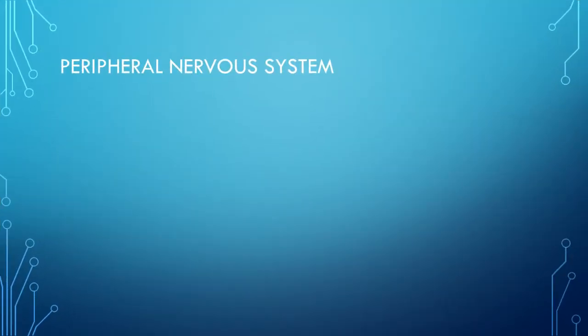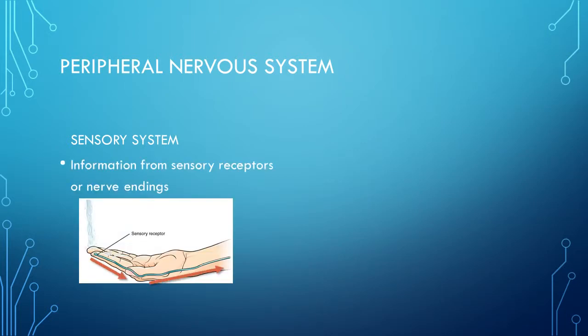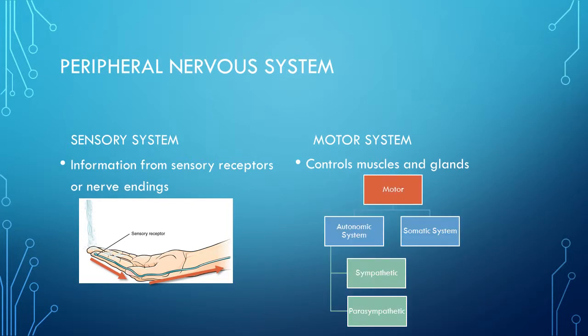Alright, peripheral nervous system. The first part of the peripheral nervous system is the sensory system. This transmits information from sense receptors or nerve endings to the CNS. So, as you can see, we're getting the water and we're transmitting that information to the central nervous system. The motor system is the other part of the peripheral nervous system, and this controls your muscles and glands. The motor system is further divided into somatic and autonomic systems. The somatic system controls voluntary muscles, and the autonomic system controls involuntary muscles.